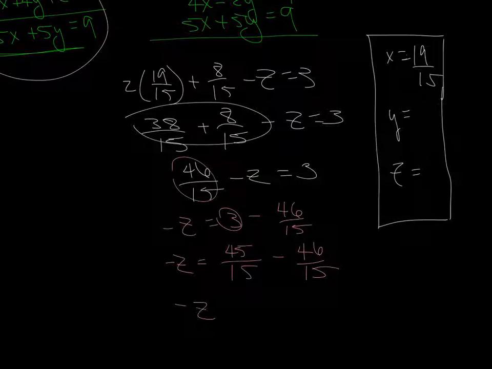Negative z equals negative 1/15. And I just change the signs, and I get 1 over 15 there. Okay, and this was, what, 8 over 15, is that right? Yeah. And that's it. There's your answer.